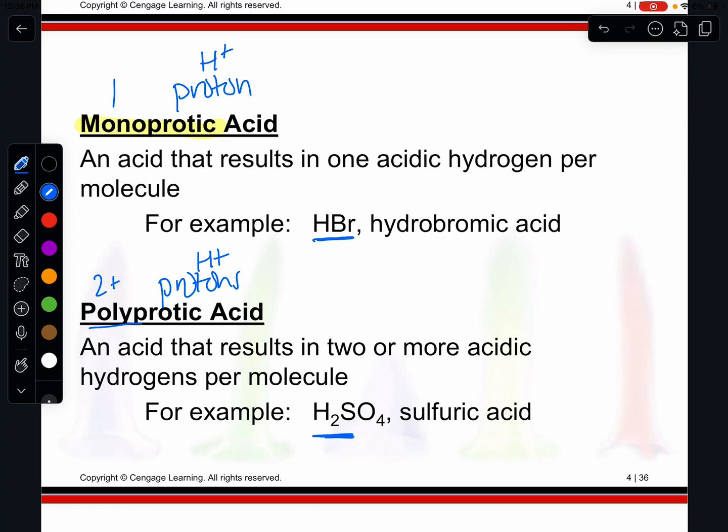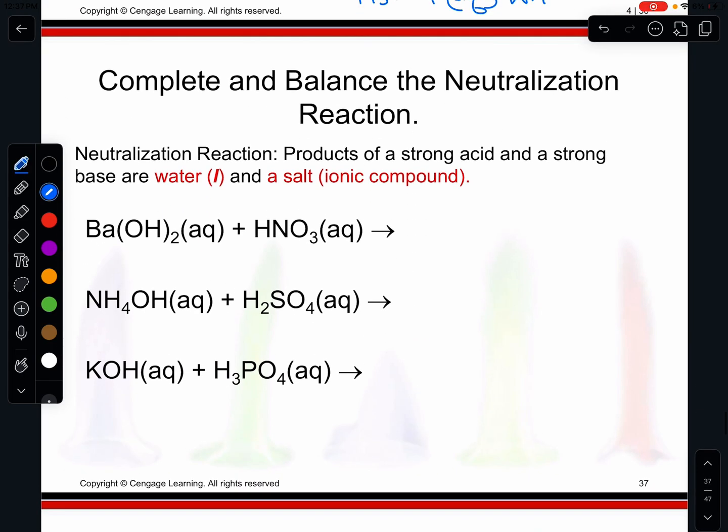Okay, so the only strong acid that is polyprotic is H2SO4. We also have a weak acid, H3PO4, that is also polyprotic, just so you know that there are others. So this was a strong acid, and since this other one is not a strong acid, we automatically know it's a weak acid. So as long as you memorize those two lists, you should be good.